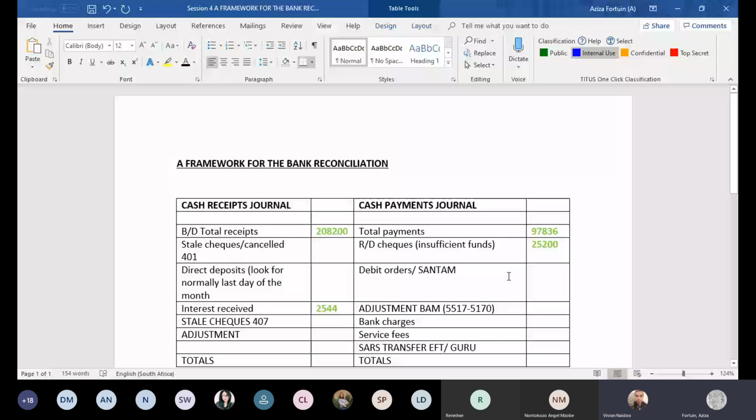Here in cash payments for 15,000. So we'll have to do a correction in our cash receipts. Okay, and where do I do that? Cash receipts journal.